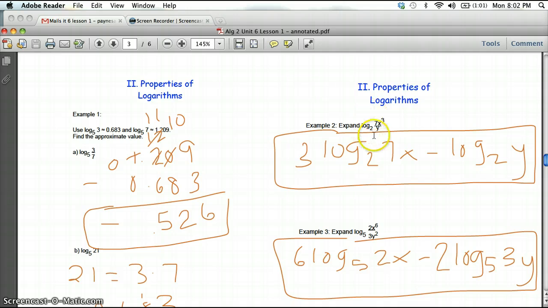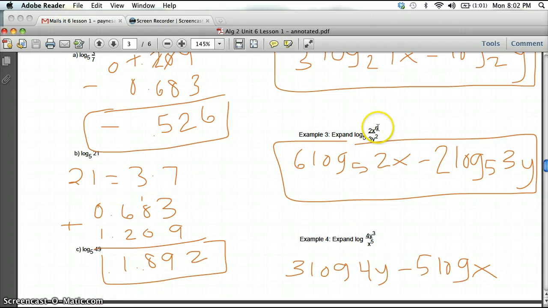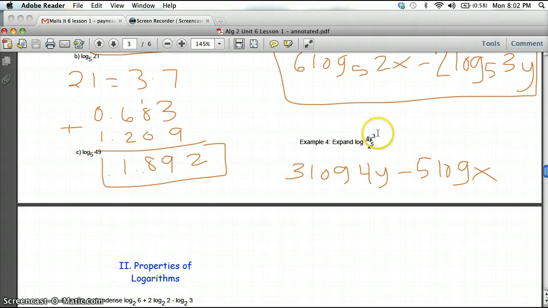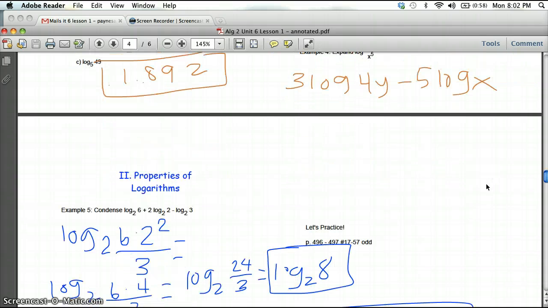Anytime you divide, you actually subtract. So subtract log base 2 of y. Down here, we've got 2 exponents. So we've got 6 log base 5 of 2x minus 2 log base 5 of 3y. And then down here, again, you're dividing, and we also have 2 exponents. So we have 3 log base 4 of y minus 5 log base 4 of x.